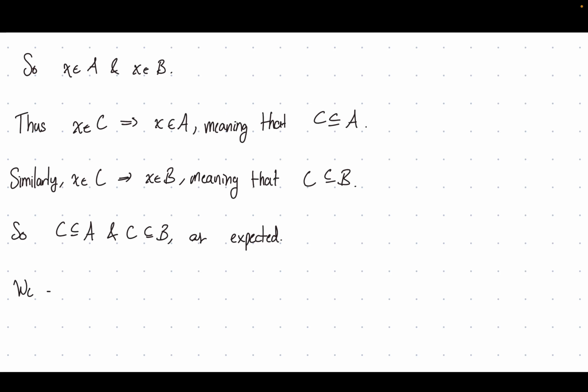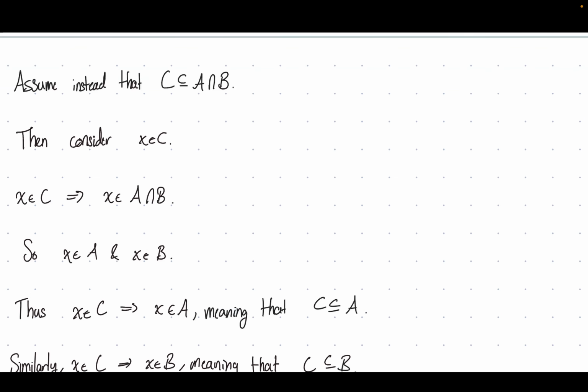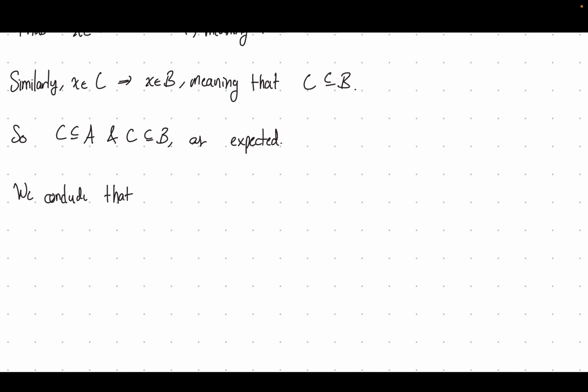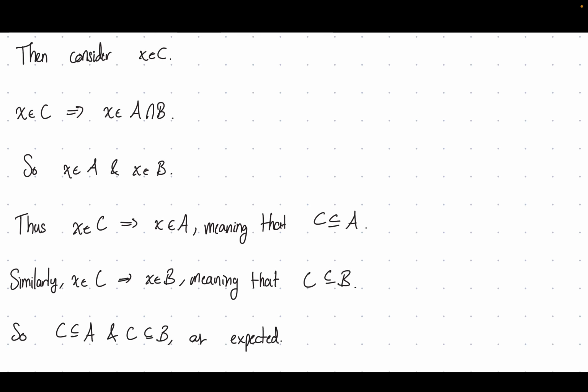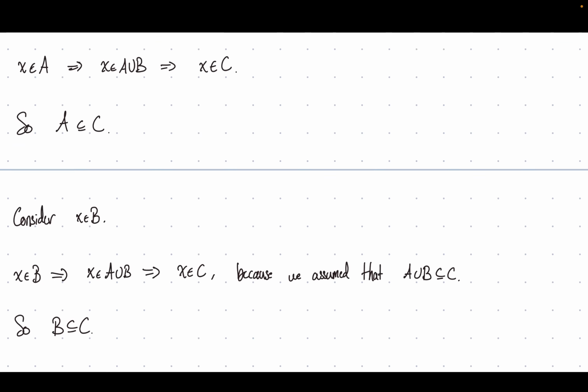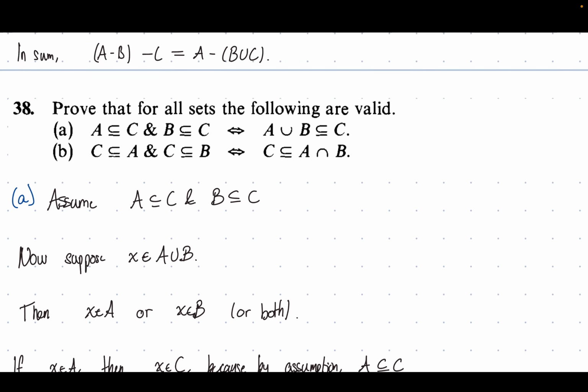Now we conclude that C is a subset of A and C is a subset of B if and only if C is a subset of A intersect B. Cool, and that is all for this chapter.